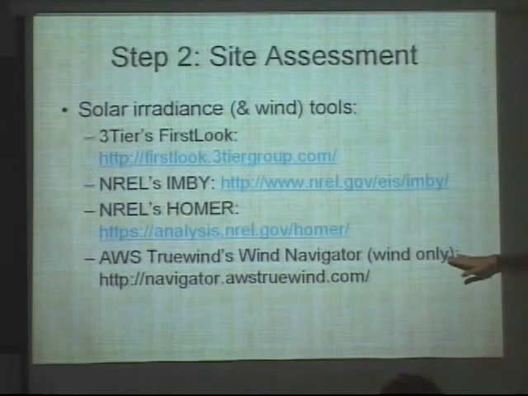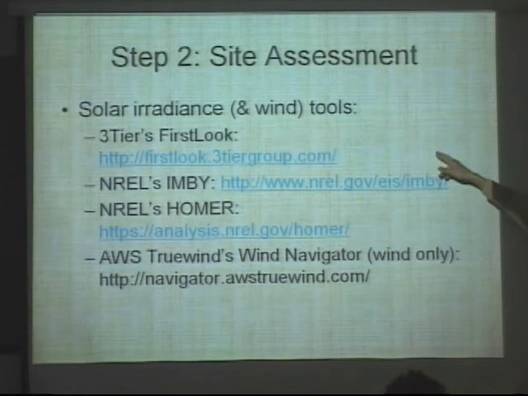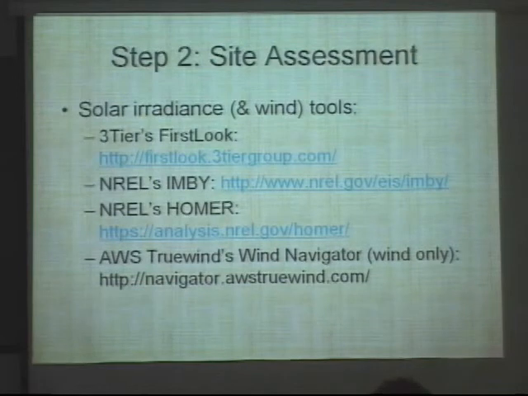And then Wind Navigator does just wind. Okay. It does the same thing 3-tier does, but 3-tier does solar as well. And Wind Navigator just does wind. And I think, the last time I checked, 3-tier did not have wind in Kansas on it, but it does have sun. Wind Navigator has wind everywhere on it. You zoom in on where you are, and it'll give you an idea of the wind resource at your location. Okay, so you've decided where you live and found out how much sun you can count on.